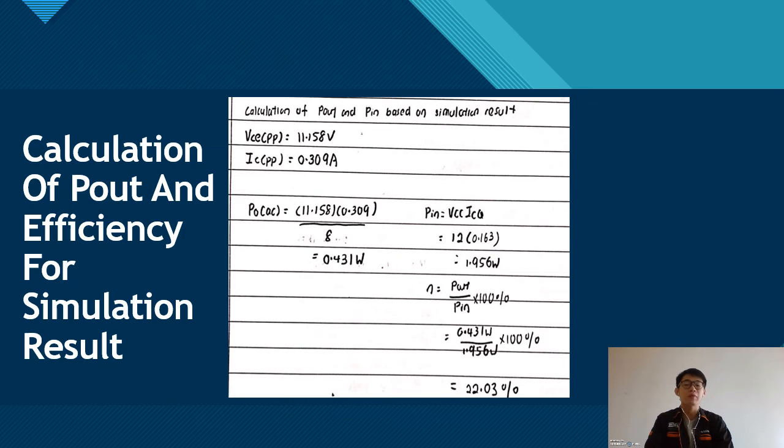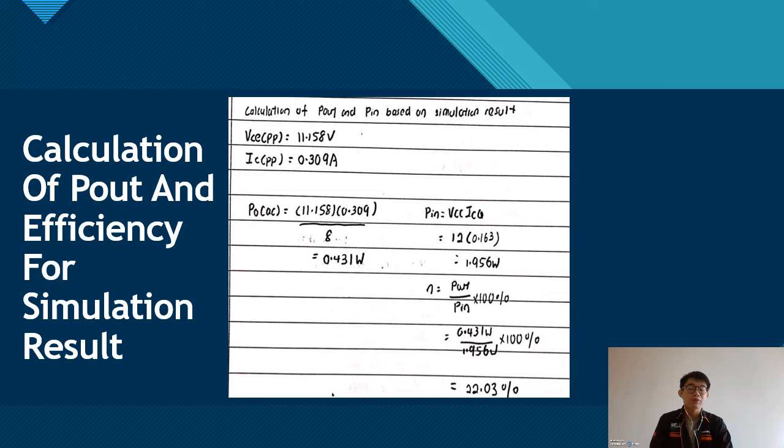Next, we will have a look at the calculation of power output and efficiency based on the simulation result. As shown by my group member just now, the VCE peak to peak obtained from simulation is 11.158 volt, and the IC peak to peak is 0.309 ampere. Power output can be calculated using the formula VCE peak to peak times IC peak to peak divided by 8, and we get a value of 0.431 watt.